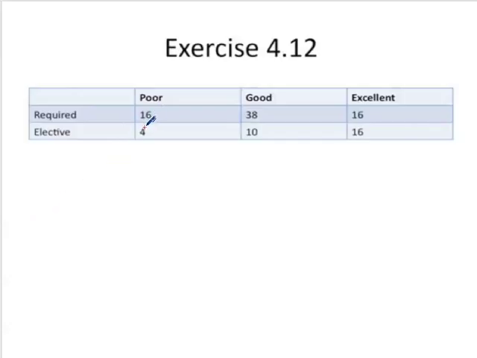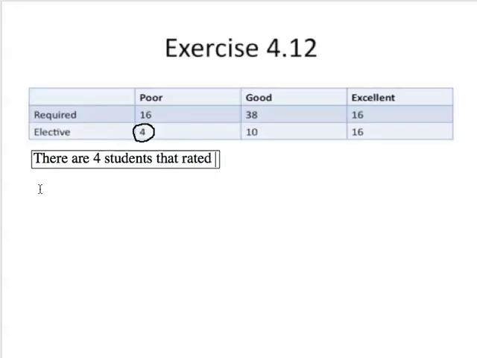All right, so in part A of 4.12, they say explain what the value of 4 in the table represents. So what does this value 4 here represent? Well, let's go ahead and check out what we think that's going to be. What that's telling us is that there are 4 students that rated their elective as poor. Okay, so that's what part A is all about.